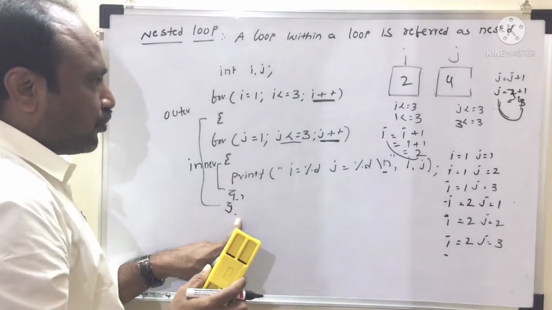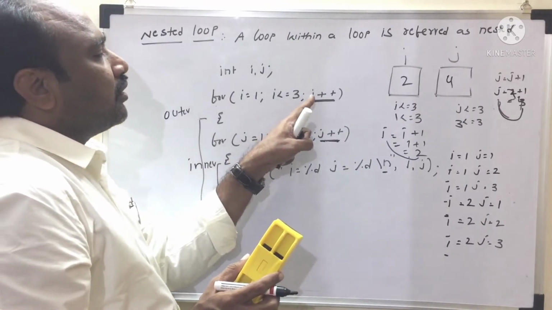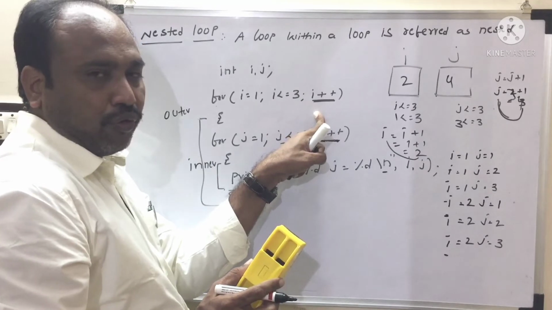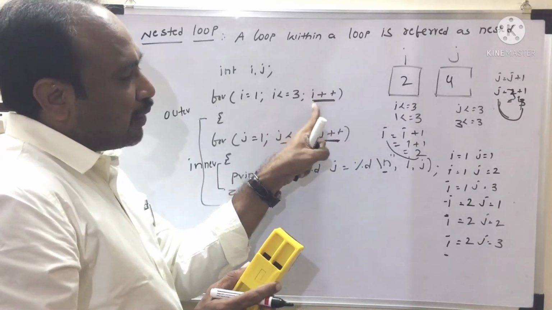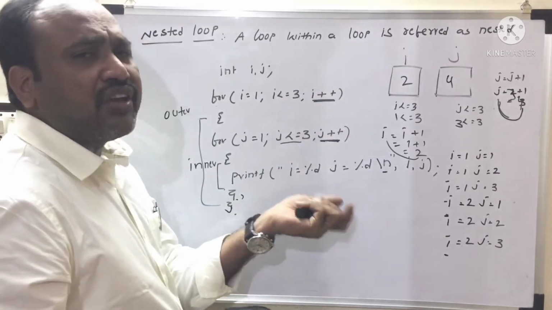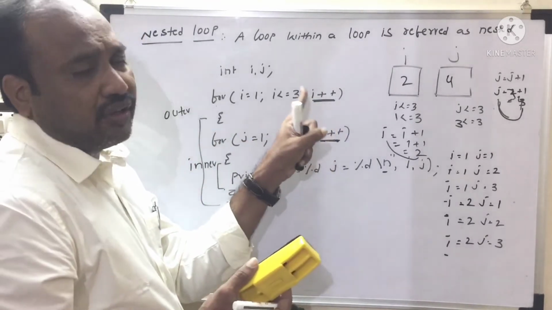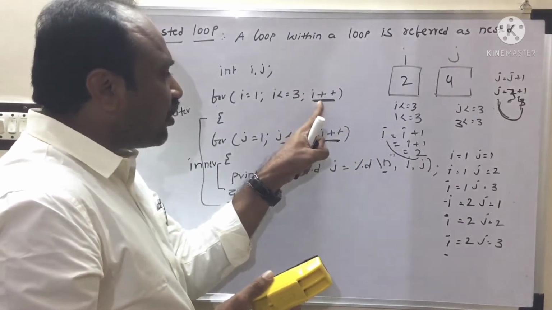Outer for loop closes. If outer for loop closes, go and increase or decrease the value in outer for loop. Here we are increasing the value. If you write I plus plus, it increases the value. In some cases, based on our requirement, I can write I minus minus also. If it is increment, increment it. Decrement means decrement it.